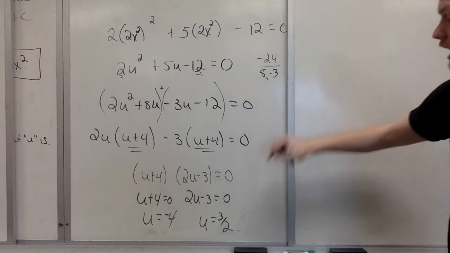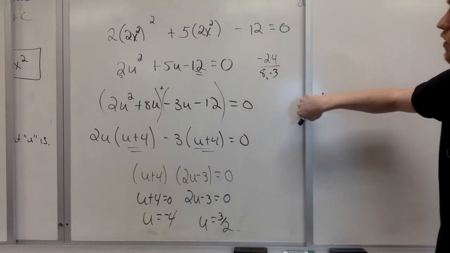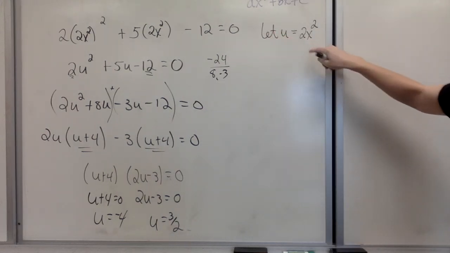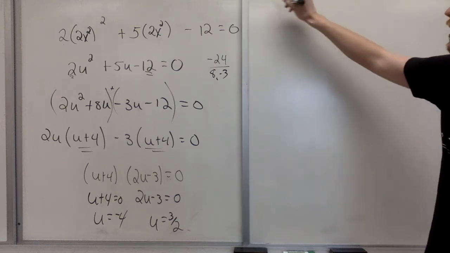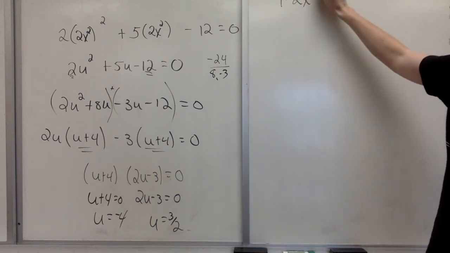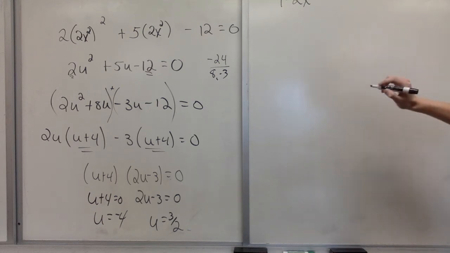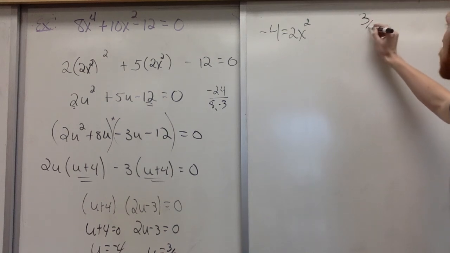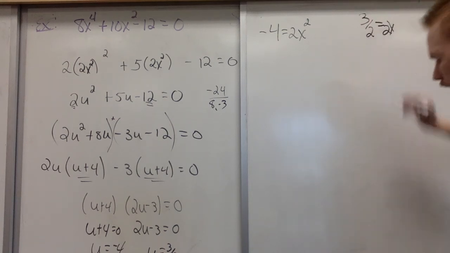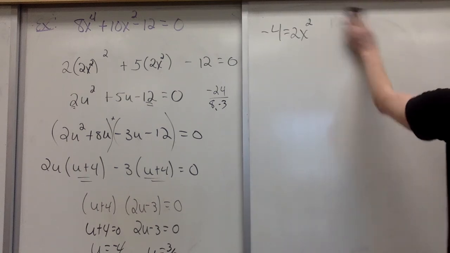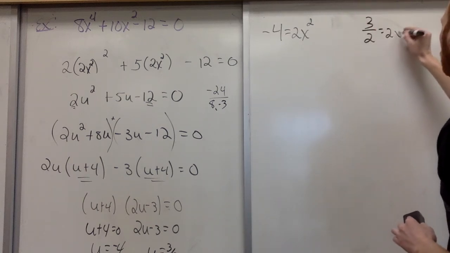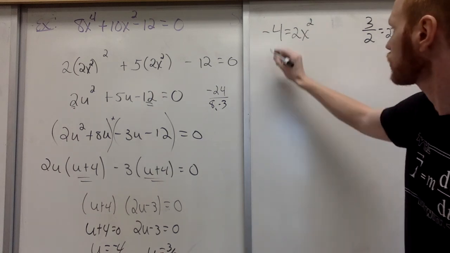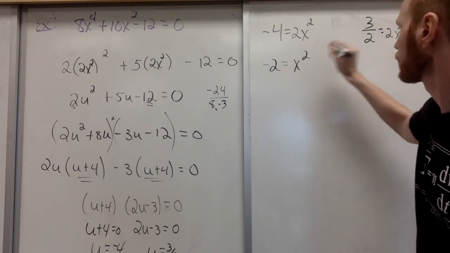Okay, so let's go ahead and plug these back into what our substitution was. Our substitution, if I move this over a little bit, was this guy right here. So let's go ahead. -4 equals 2x squared. And then my other substitution, sorry, get the camera up here. My other substitution would be 3/2 equals 2x squared. Okay? All right, so for this guy, divide by 2. I get -2 equals x squared.